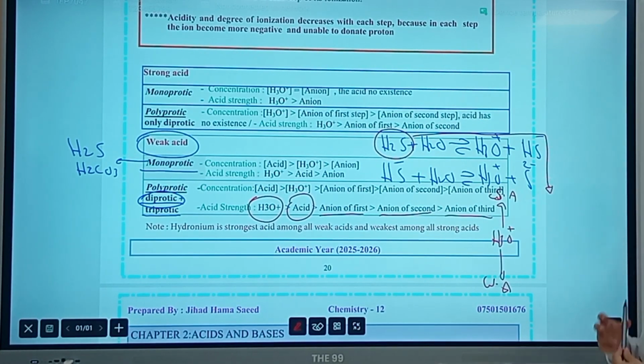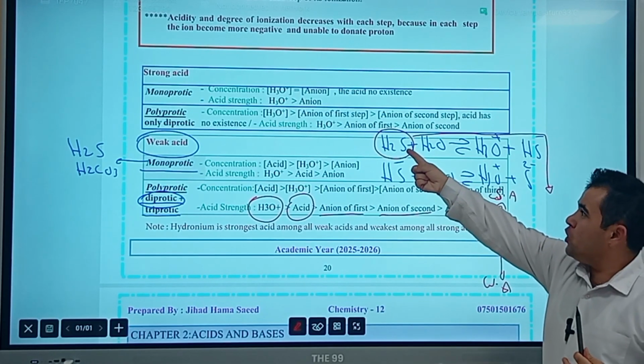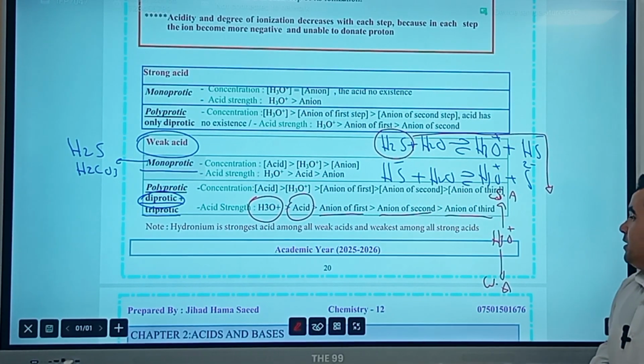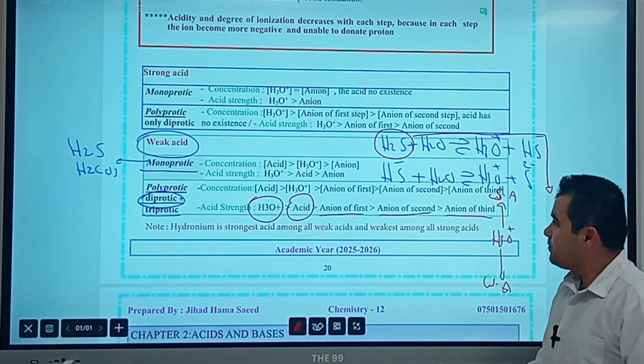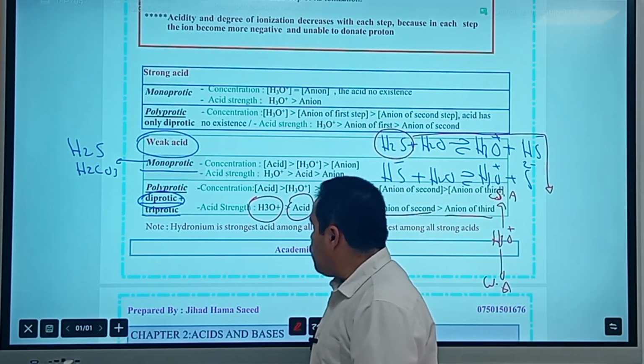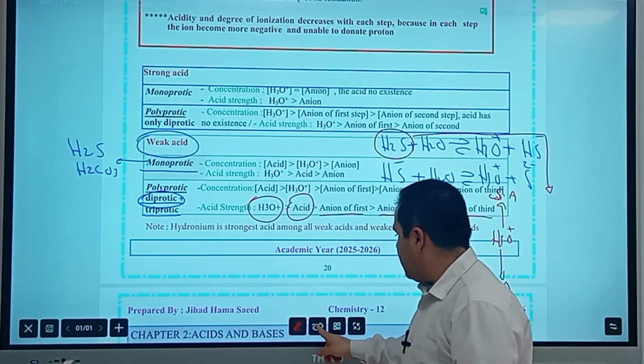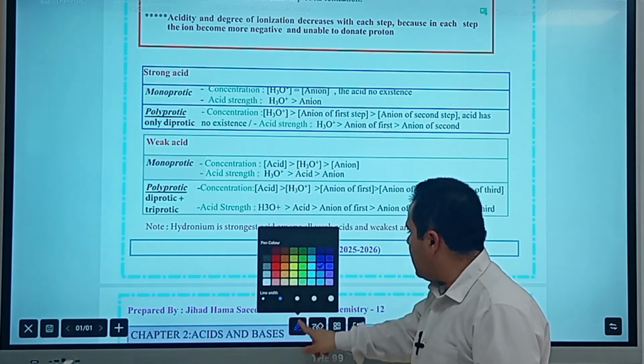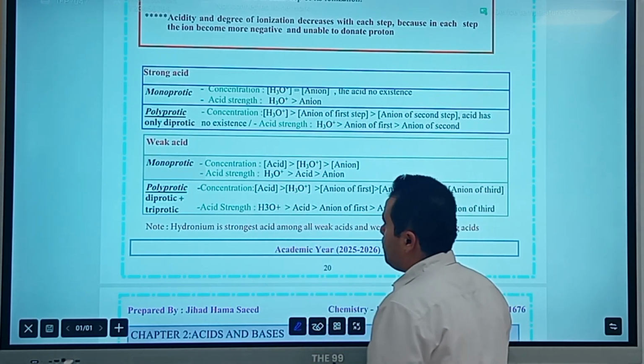The most acidic species in this solution is hydronium. The most alkaline is sulfide, and the highest concentration is H2S. The least concentration is S2 negative, which is sulfide. That's for the diprotic, which is a polyprotic. Let us do the monoprotic, guys.